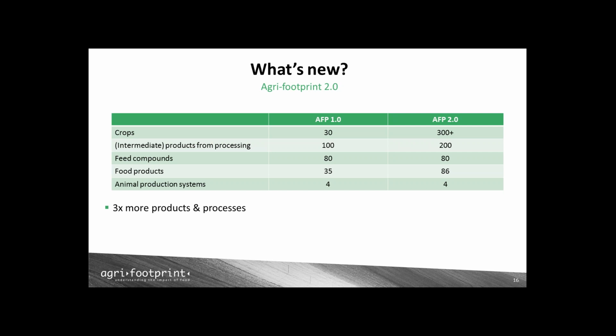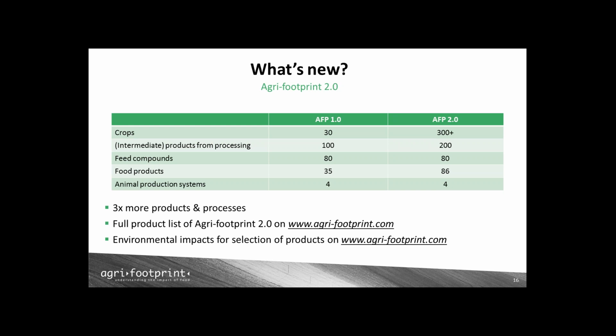Overall, it's almost three times more LCIs. There is a full product list on our website. So if you don't have access to SimaPro, or you have an old version of SimaPro and you are curious which products are included, you can search for the list on the Agri-footprint website, and there will also be a list with all the impacts of a lot of products released on the internet within, I would say, 1 week.